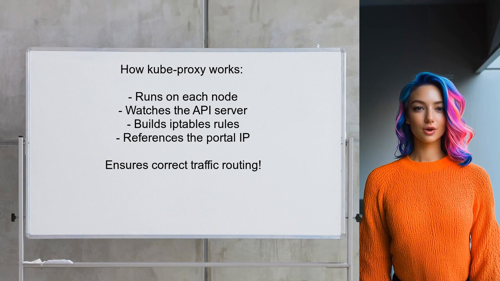Kube-proxy runs on each node and watches the API server. It builds IP tables rules that reference the portal IP chosen by the API server. This ensures that traffic can be routed correctly, regardless of which node the client connects to.